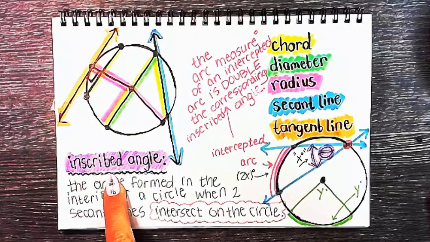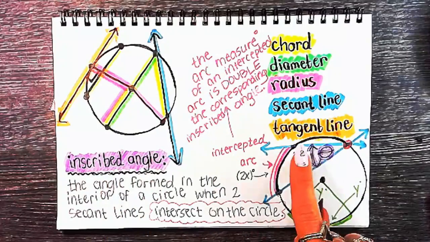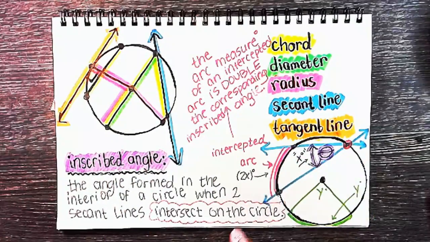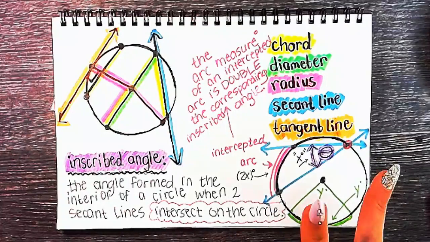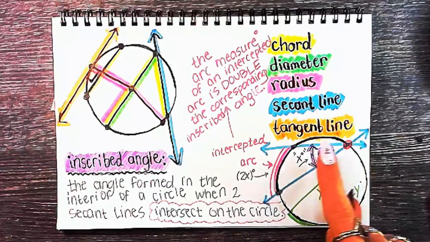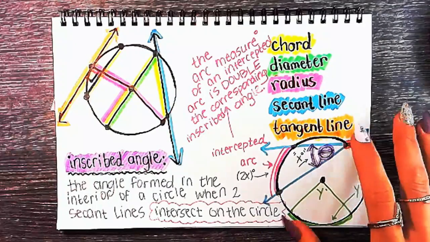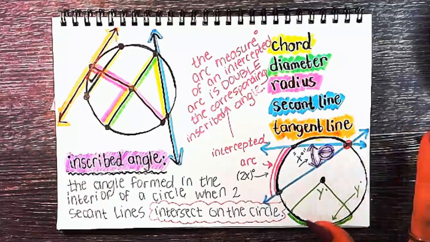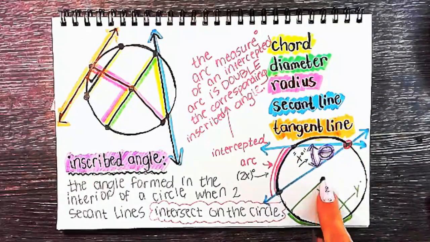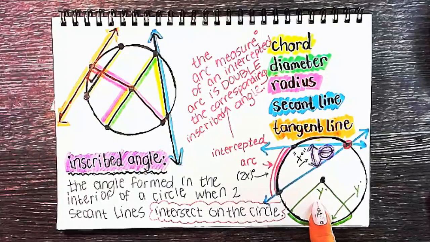So again, we have an inscribed angle. The inscribed angle is an angle formed in the interior of a circle when 2 secant lines intersect on the circle. So that would look something like this. You may not see the whole entire line. Every picture will be set up a little bit differently. And then over here we have a central angle, which we worked with in an earlier unit. A central angle is an angle formed in the interior of a circle when 2 line segments or radii meet at the center of a circle.